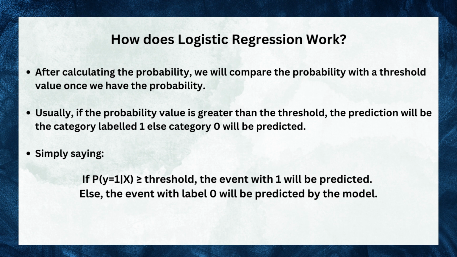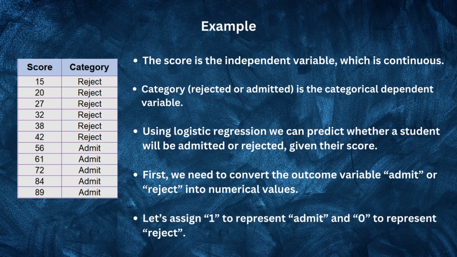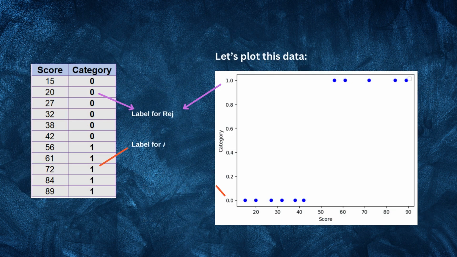Let's understand the working of logistic regression with an example. Suppose you have this data where we are predicting whether a student is admitted to a university or rejected based on the test score. Here, score is the independent variable which is continuous in nature, and category, admit or reject, is the categorical dependent variable. First, we need to convert the outcome variable admit or reject into numeric values. Let's assign 1 to represent admit and 0 to represent reject. On the left side, you can see the new dataset with numerical values assigned to the categories.